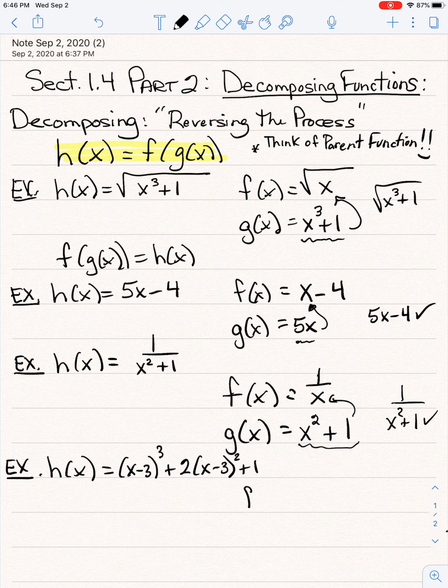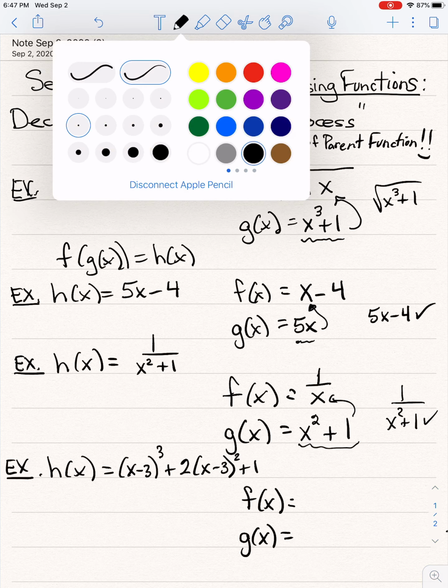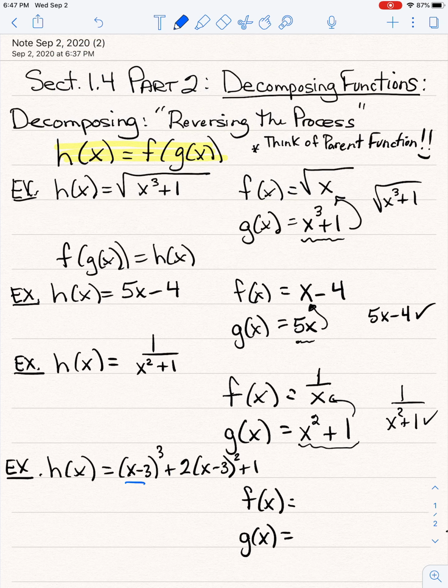Okay, so we need an f of x and a g of x. Well, something I personally notice is that we have some commonality here. All right, well, what if we went ahead here and we make g of x be just that x minus 3 character?